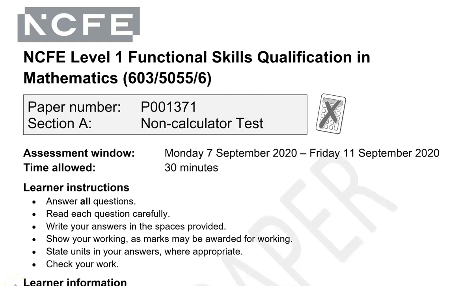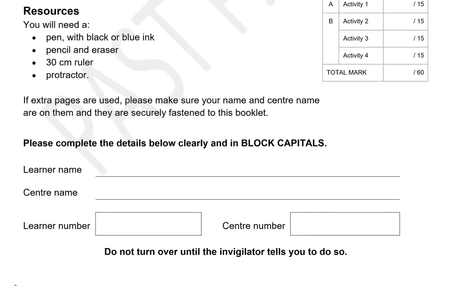This is a level 1 functional skills maths paper from NCFE. It's split into 2 parts. In the first part you can't use a calculator, but you can in the second part. This is the first part.